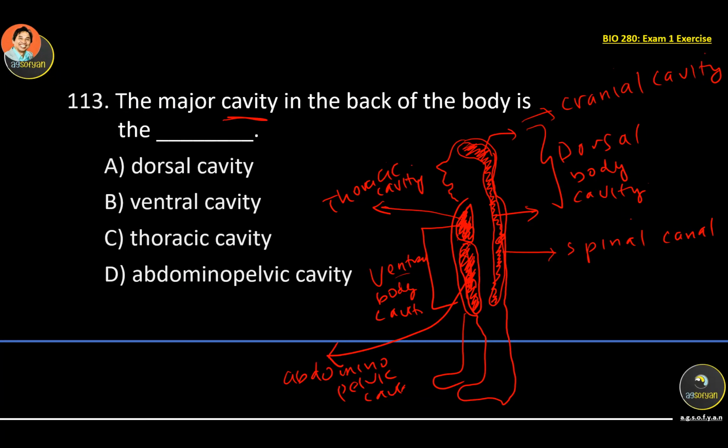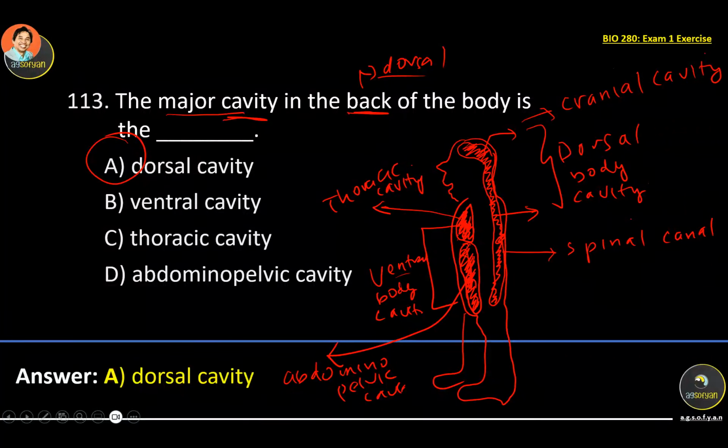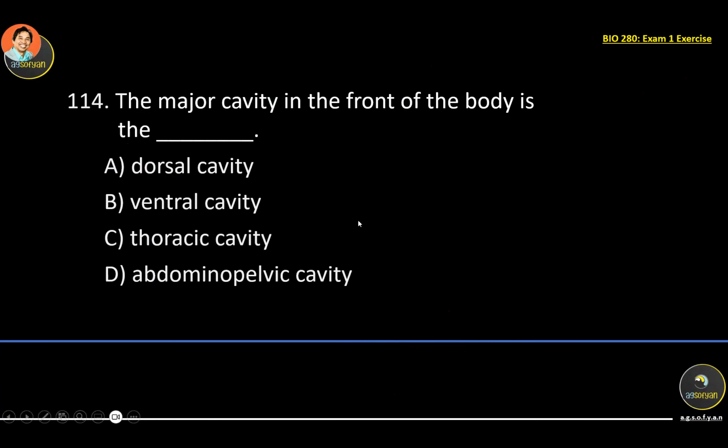Now the question is asking about the major cavity on the back, the dorsal. Therefore the answer will be dorsal body cavity. Now, how about the major cavity in the front? Front means ventral. So it's going to be the ventral cavity.